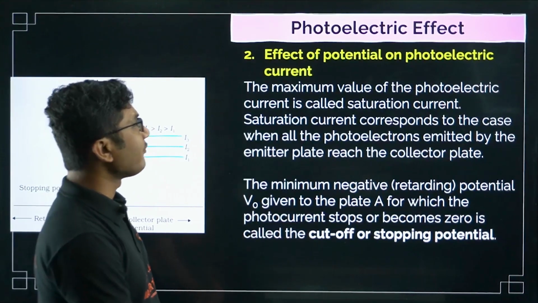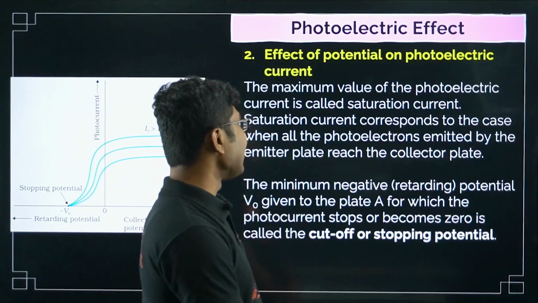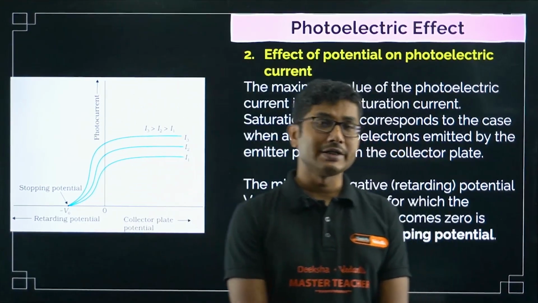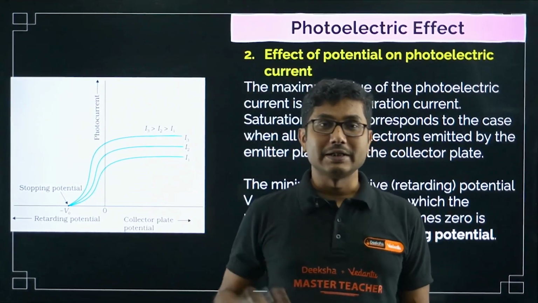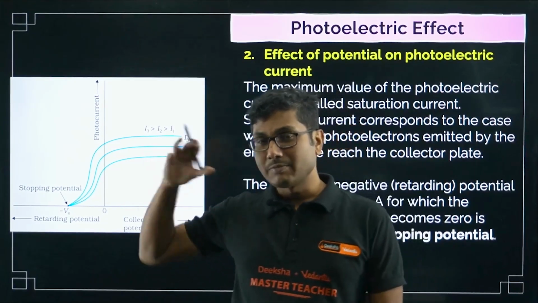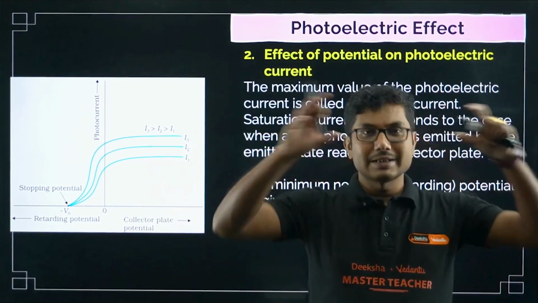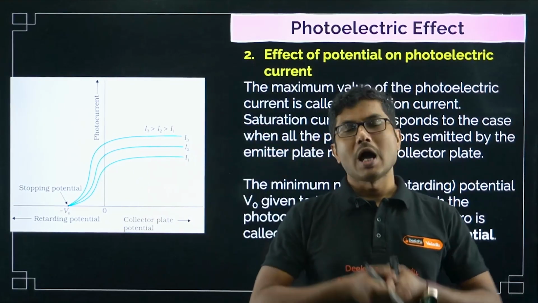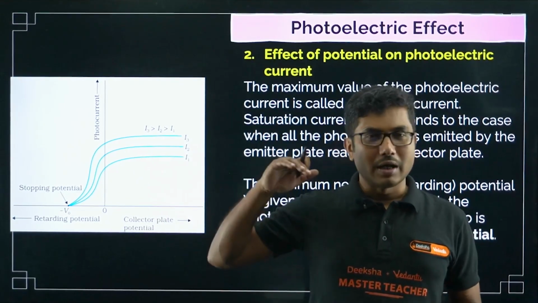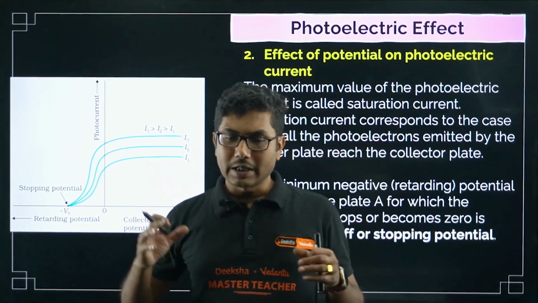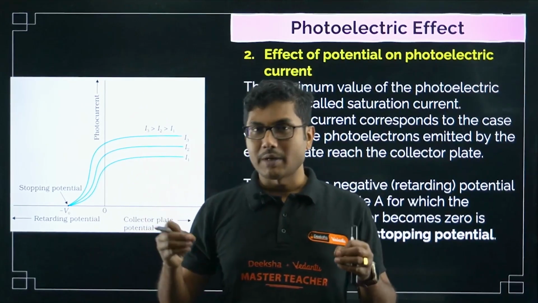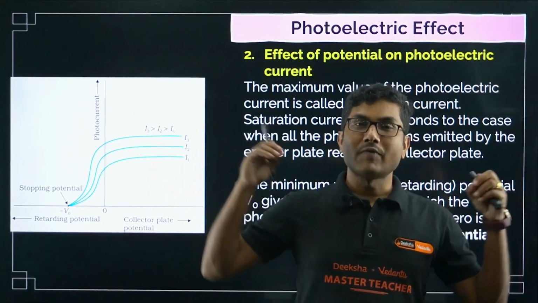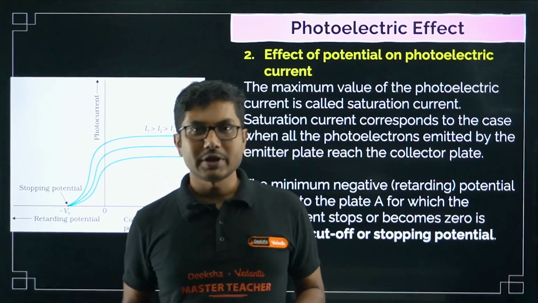Next is the effect of potential on photoelectric current. The maximum value of the photoelectric current is called saturation current. Saturation current means when current is no longer increasing. If you increase the intensity, you will get a maximum value of current. There is a diagram for the experiment, you can check that in your textbook. I am not going into the detail, that will divert your mind. So light is falling, some electrons are coming out and you are getting some current. That maximum value of the current is called saturation current.